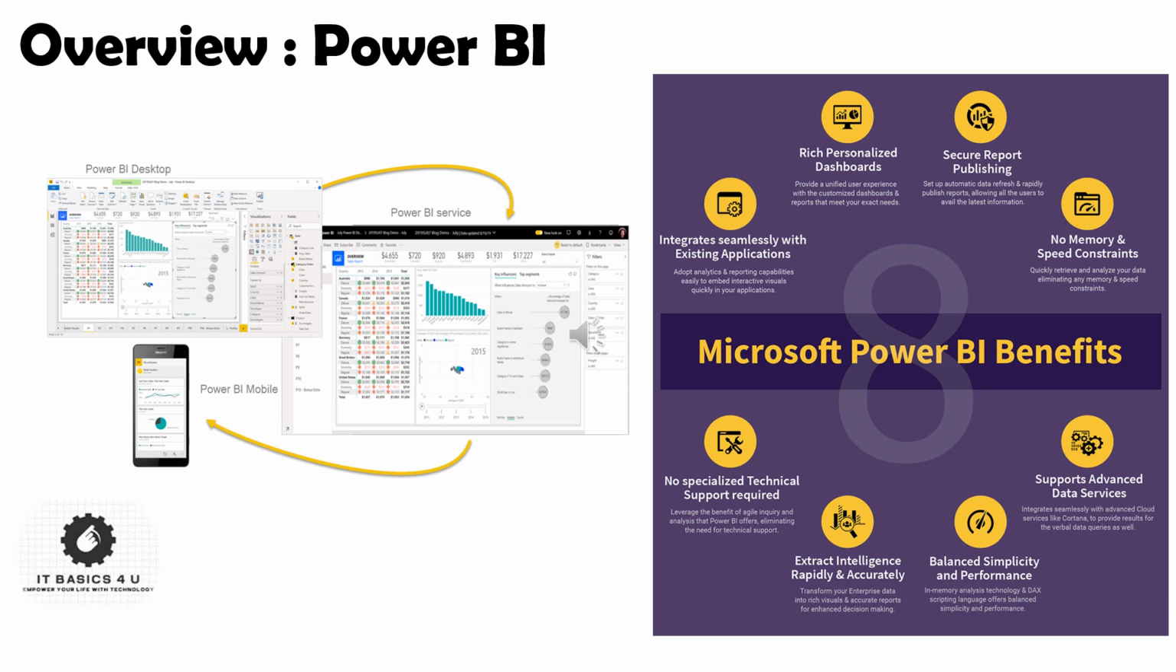Now, Power BI comes with three key components. One is Power BI Desktop, second is Power BI Service, and then Power BI Mobile. Power BI Desktop is actually a free application. You can install it on your local computer. You can connect to a variety of database formats. You can consume data, you can transform it, and then you can visualize your data in that application itself.